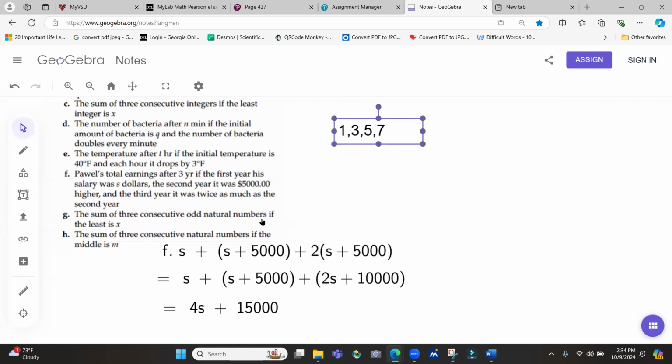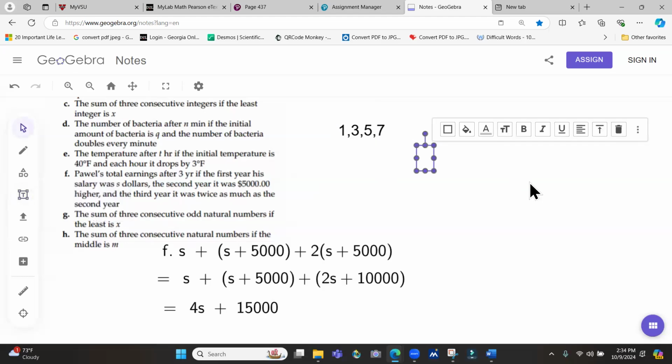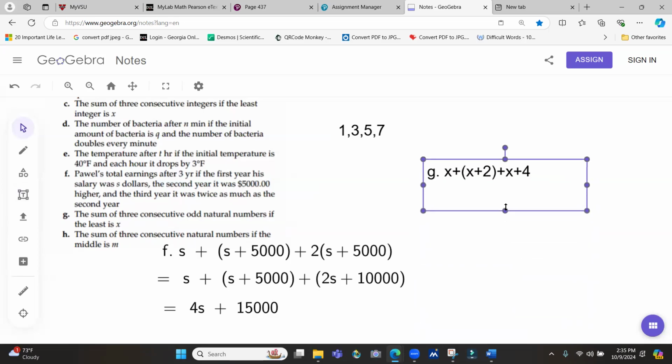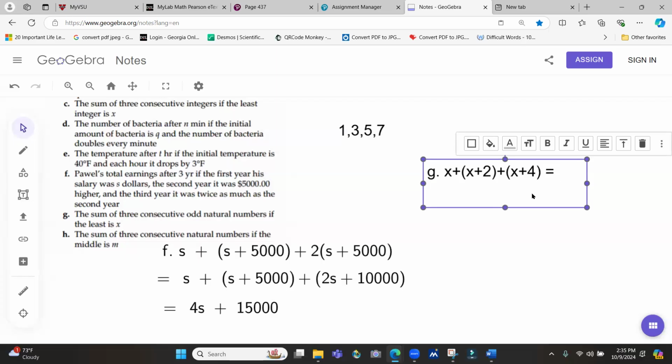The sum of 3 consecutive odd natural numbers. If the least one is x, well, that's not too difficult. So the least one is x plus (x plus 2) plus (x plus 4). And it doesn't hurt to put parentheses here. They go up by 2. And that turns out to be 3x plus 6. That's your G.